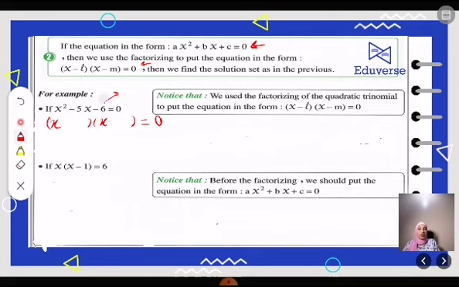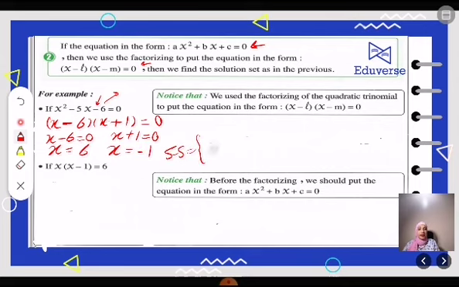I need two numbers whose multiplication equals 6 and whose difference equals 5. Yes, it's 6 and 1. And since it's minus here, the greatest will be with the middle sign, and the other will be with the opposite sign. Now, as we said, x minus 6 equals 0 or x plus 1 equals 0. Move the number outside to get the solution, x equals 6 or x equals negative 1. Now, the solution set, finally, will be 6 and negative 1.